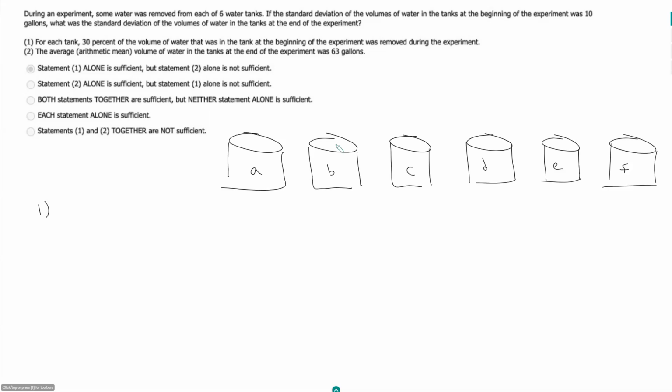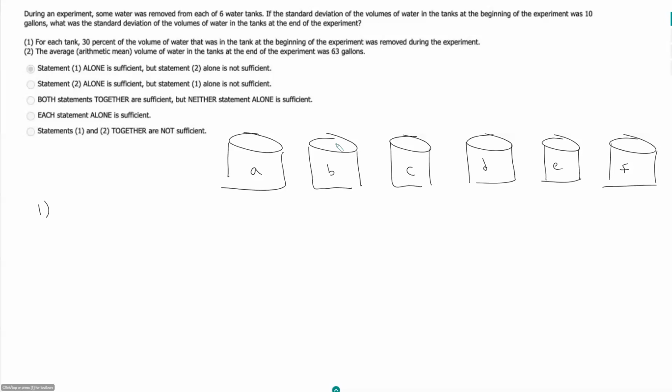So standard deviation is a measure of spread, a measure of how far on average each of your terms is from the mean. So in this case, it's a measure of how far on average the gallons of water in each of my individual tanks are from the average amount of water for all 6 of the tanks. We're saying originally that number was 10 gallons. Without knowing anything about how much water was removed from each of them, I can't really say anything about our new standard deviation. So let's look at our statements.